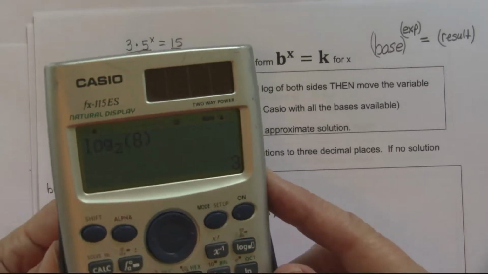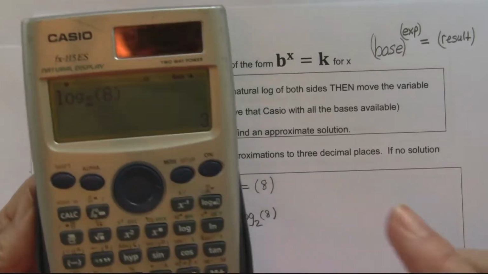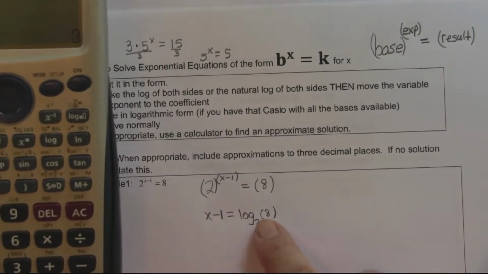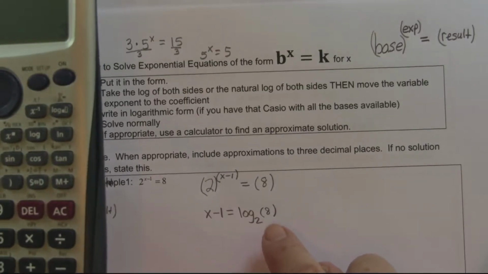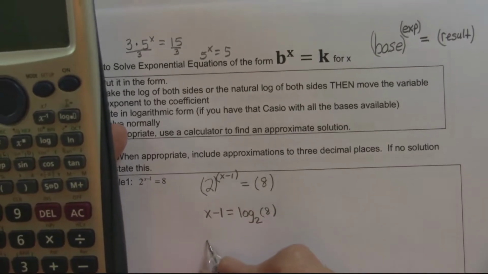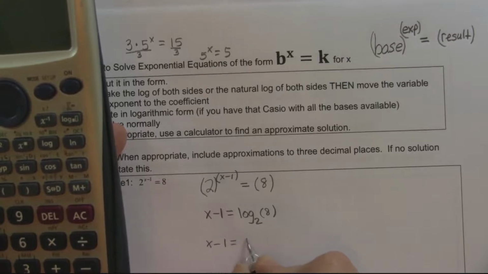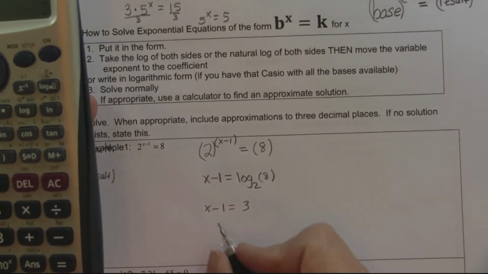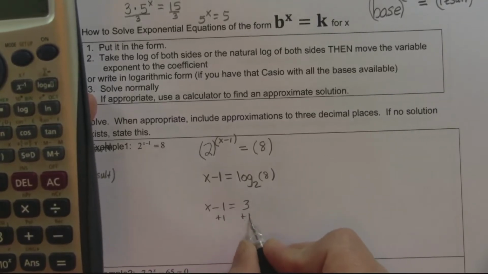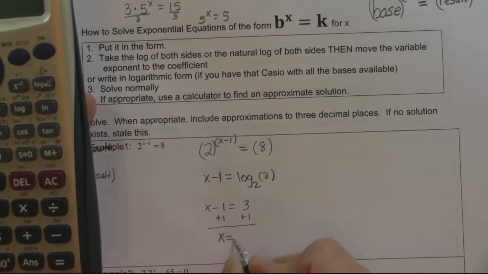If it was a number that filled my screen, then I would just leave it in this form until I round at the end. But since it's a nice number, it's okay for me to just put 3. So this is x minus 1 equals 3. And remember, I was trying to solve for x, so I would add 1 to both sides, and I get x is 4.